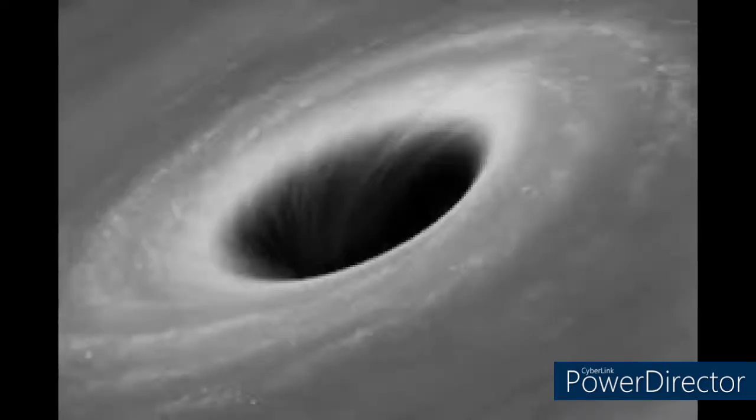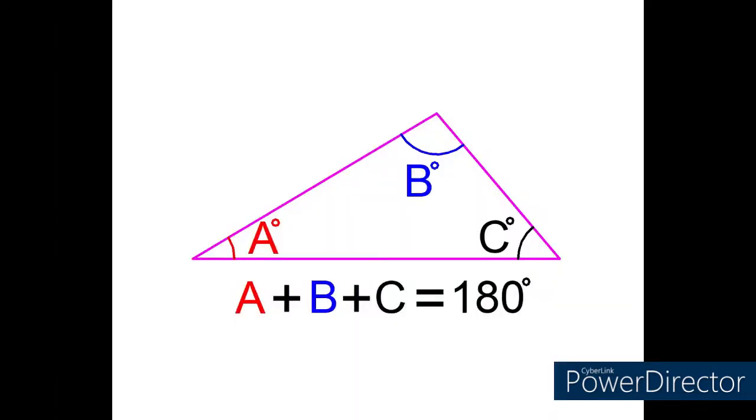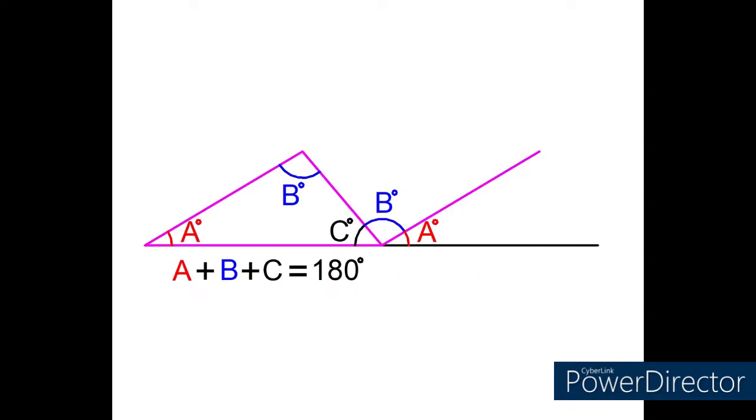But enough of that. One cool thing about triangles is that the interior angles will always be equal to 180 degrees. This image shows why this is so. The interior angles of the triangle, when put together, total 180 degrees.